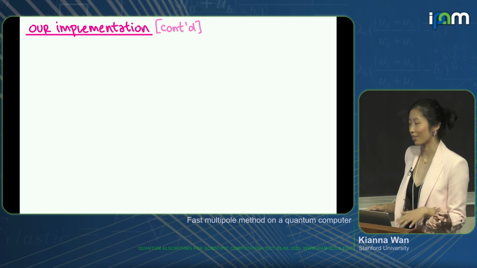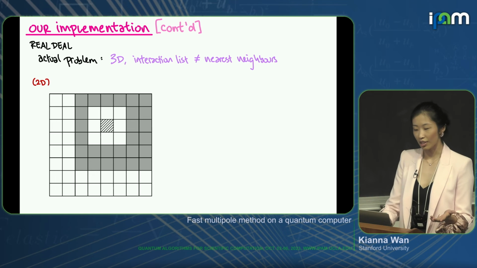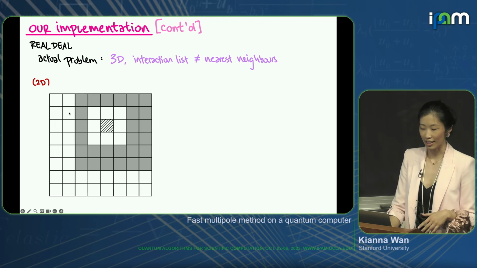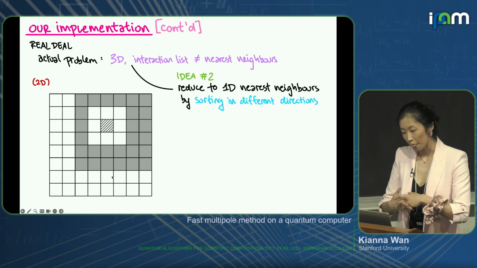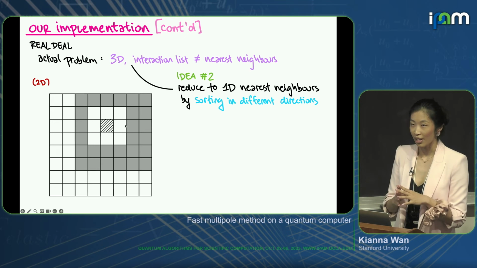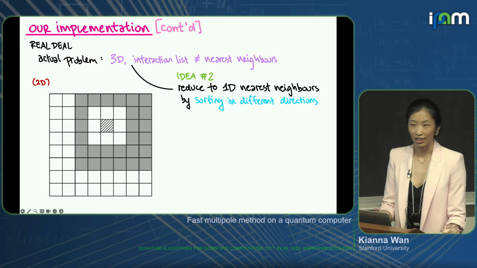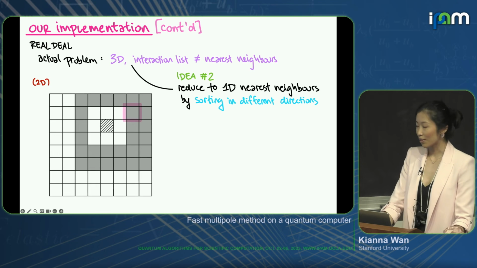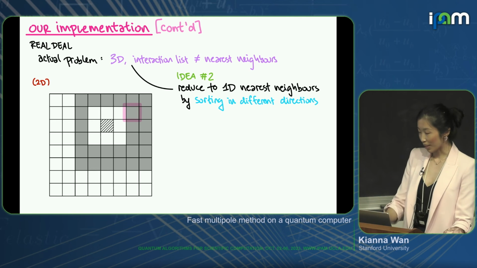But that's only the warm-up for this sort of fake problem. Whereas our real problem is in three dimensions, and the interaction list isn't nearest neighbors, it's this thing, or whatever its extension is in 3D. So what do we do? Well, the second idea is to reduce this problem, the real problem, to multiple versions of this one-dimensional nearest neighbor problem that we solved on the previous slide. And how do we do this? We'll do this by sorting in different directions. So what do I mean?